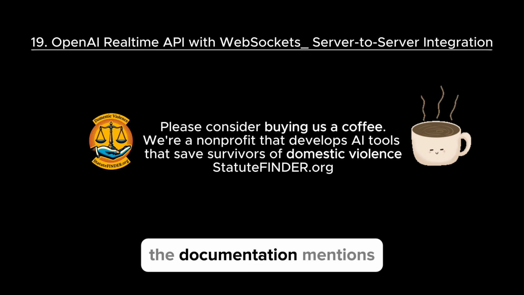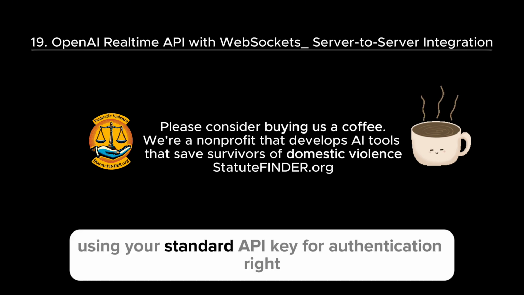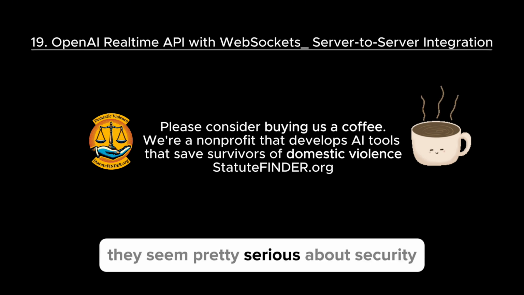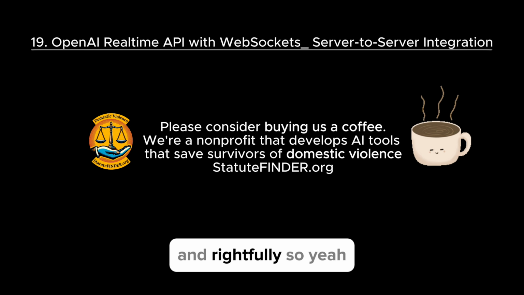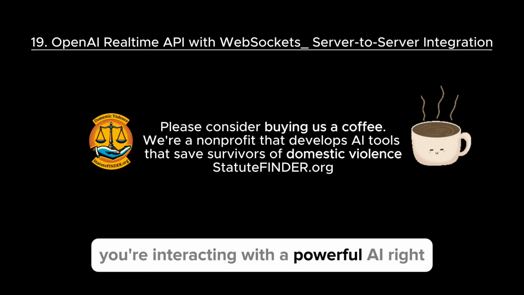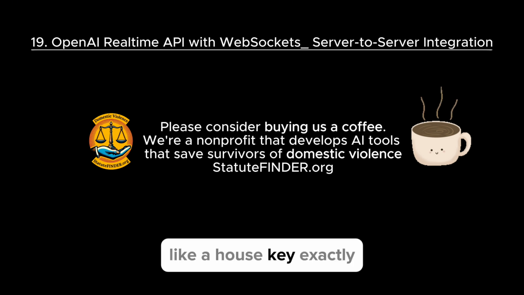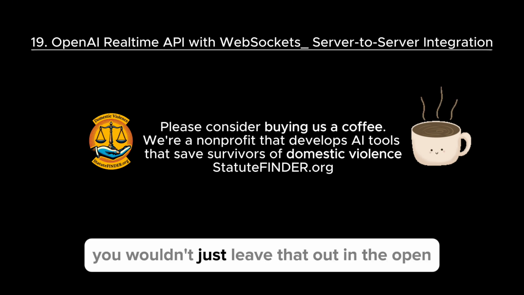The documentation mentions using your standard API key for authentication, as long as it's on a secure server, of course. Of course. They seem pretty serious about security. Oh, absolutely. And rightfully so. You're interacting with a powerful AI. And your API key is essentially your access pass. Like a house key. Exactly like your house key. You wouldn't just leave that out in the open.